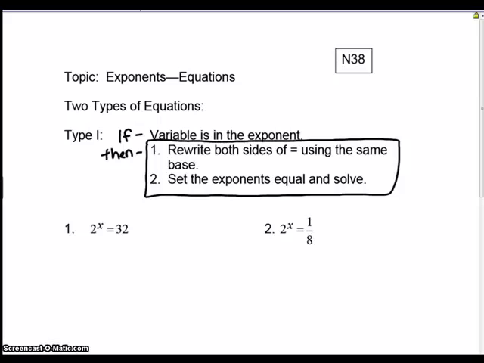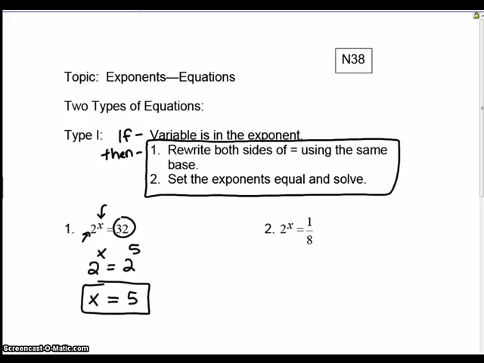For example, number 1, the variable is the exponent and the base is 2. So 2 to the x power. We're going to rewrite 32 with the same base of 2. But we have to use the exponent that equals 32. So 2 to the 5th power is equal to 32. Since we have the same base, you can set your exponents equal to each other. In this case, it was really simple, x equals 5.